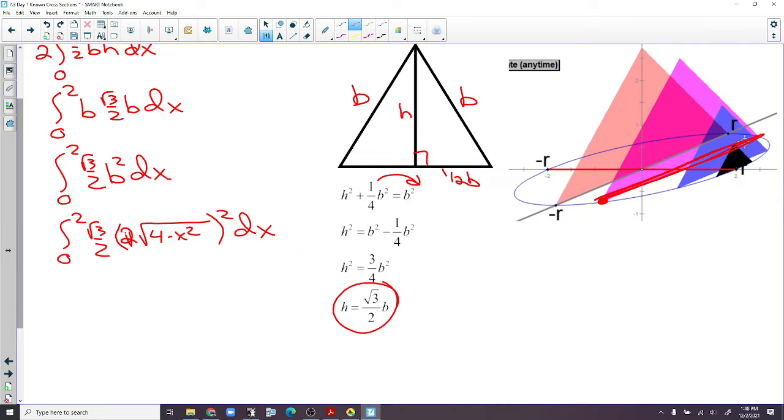Two squared is 4. 4 divided by 2 is 2. So how about we go 2 squared of 3, 0 to 2 of 4 minus x squared dx. I feel the more constants I can get out of there, the easier the integration is. And then we just remember to multiply later.